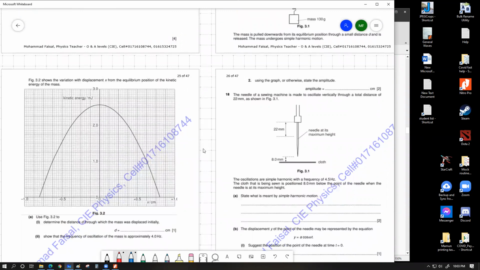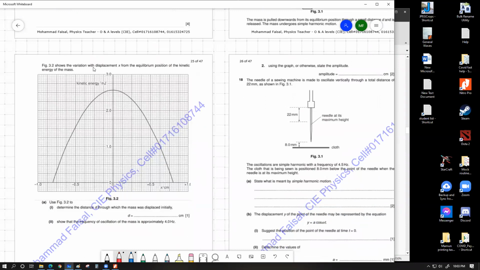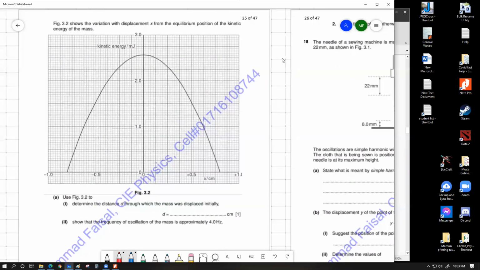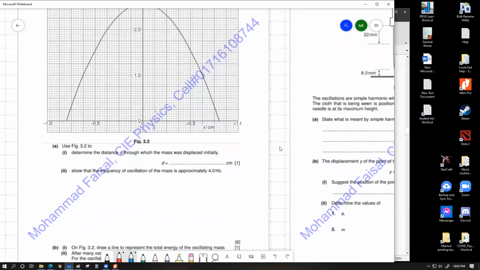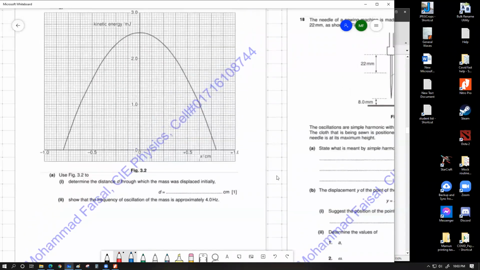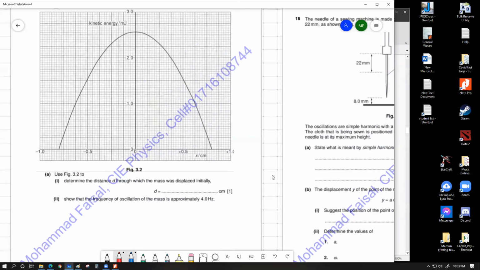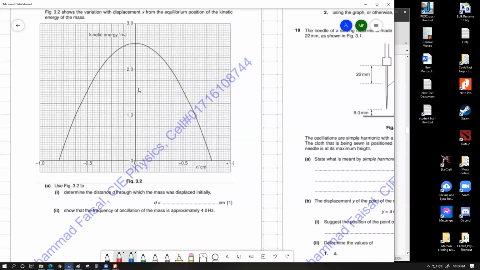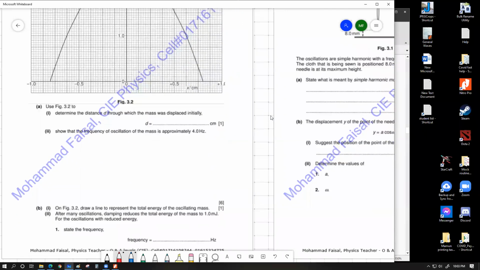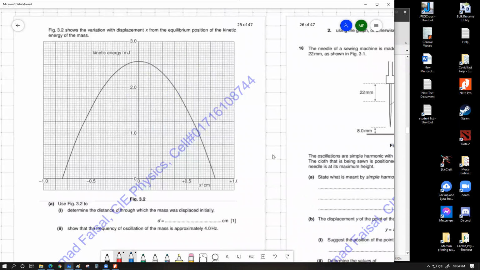এখানে আমাদের সিমিলার একটা কোশ্চেন আছে, এই কোশ্চেনটা খেয়াল করো। Number 17, the figure 3.2 shows the variation of distance x from the equilibrium position of the kinetic energy of the mass. Use figure 3.2 to determine the distance d through which the mass was displaced initially. So d এর ভ্যালুটা দেখাইতে হবে। Show that the frequency of oscillation of the mass is approximately 4 Hz. So ওইটা খুব easily possible, ওই যে mass kinetic energy থেকে frequency বের করে দেখাবা। এরপর বিতে বলছে on figure 3.2 draw a line to represent the total energy of the oscillating mass. So you just draw the horizontal line that is tangent with the crest.